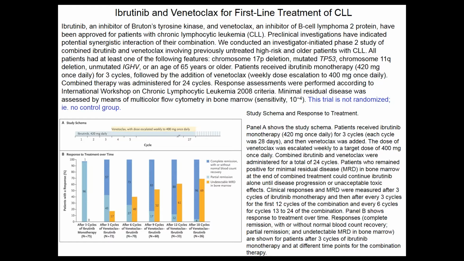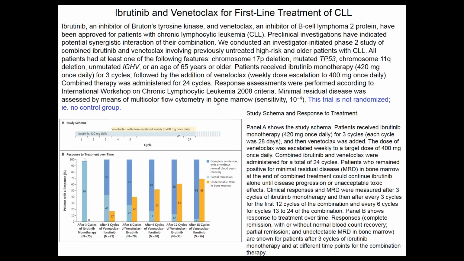This is not a randomized trial. All the patients that were eligible for this trial were treated with a combination of the Bruton's tyrosine kinase inhibitor Ibrutinib and a BCL2 inhibitor Venetoclax. And all the patients in this study received these two compounds.